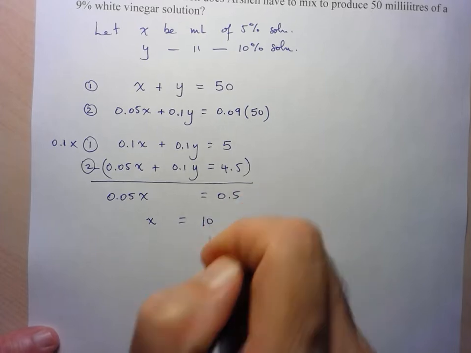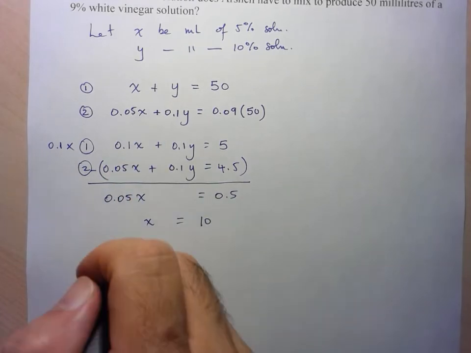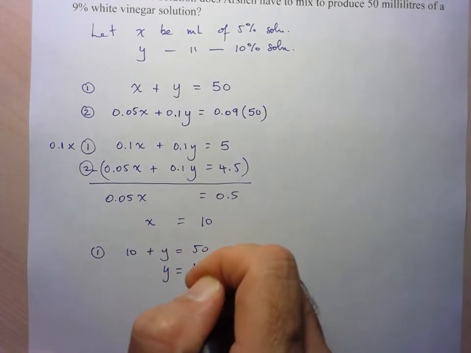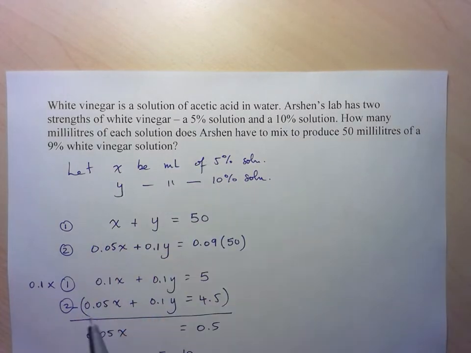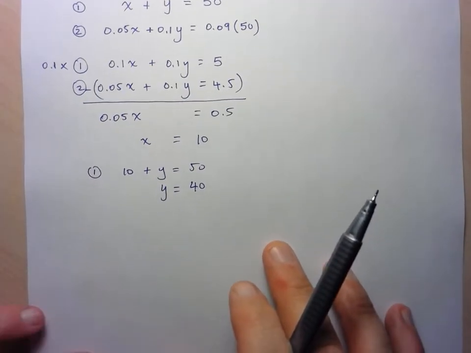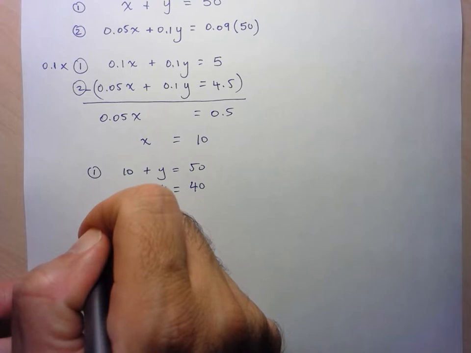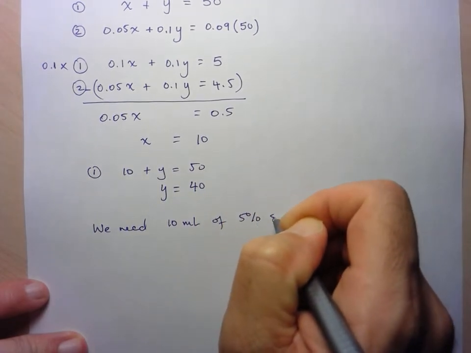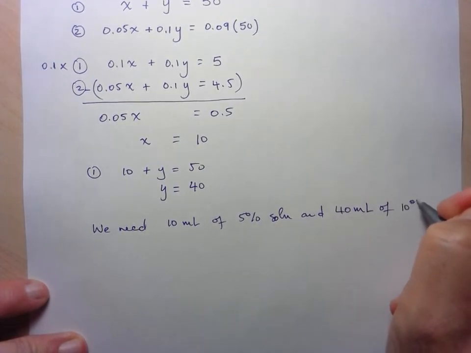So there's our x value, and now we're going to use one of these equations to find the y value. I'm going to use equation 1. We have x, which is 10, plus y equals 50, so y is equal to 50 minus 10, which is 40. Let's answer the question: how many milliliters of each do we have to use? Since everything was already in milliliters, I don't have to worry about any changes. Had the question been in liters, maybe I'd have had to make a change. So here we need 10 milliliters of the 5% solution and 40 milliliters of the 10% solution.